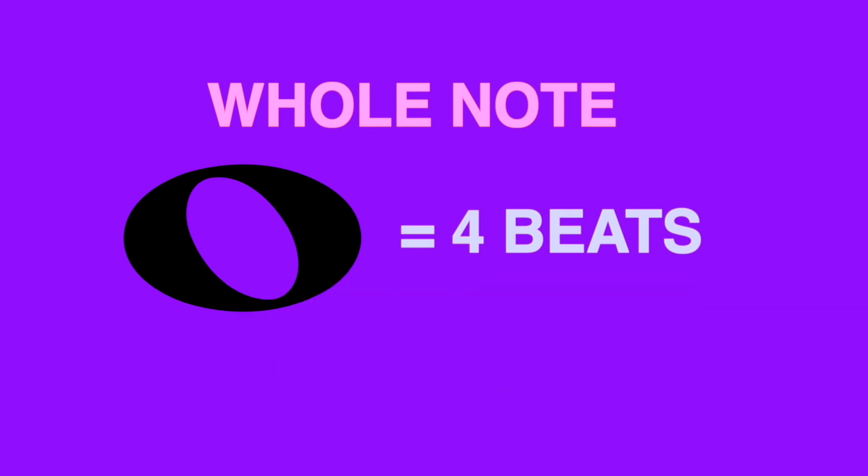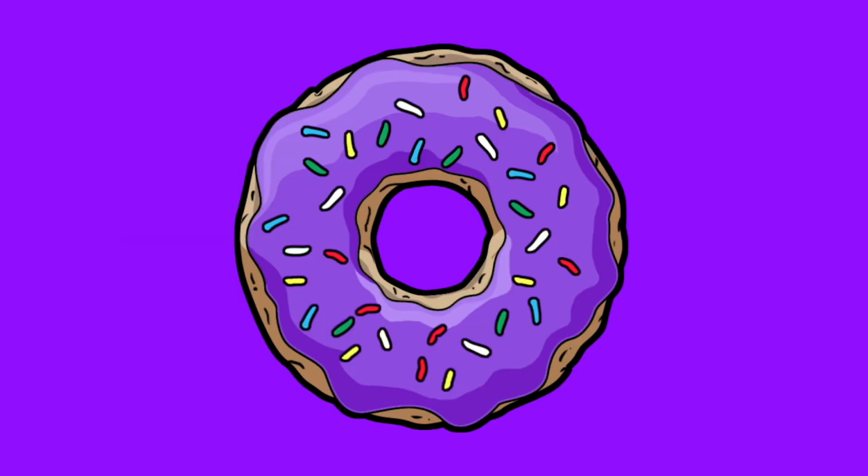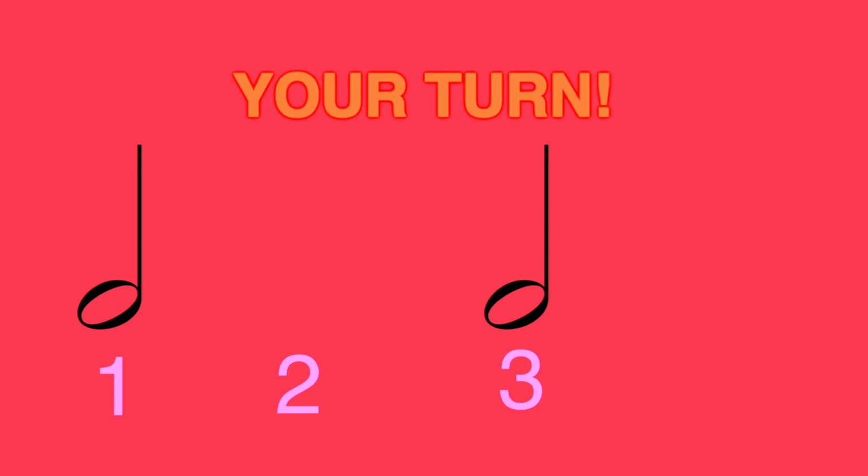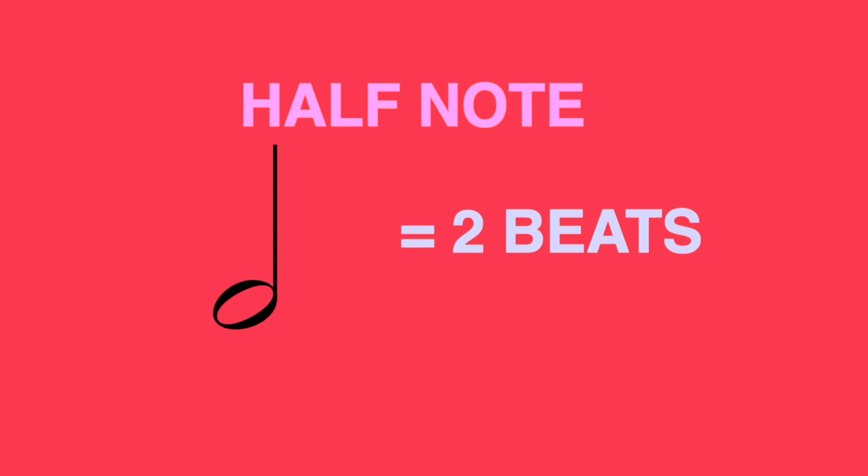Very good. You can remember a whole note because it has a hole in it. It's like a giant donut. It's big and lasts 4 beats. The half note is half as long as the whole note and lasts for 2 beats. Da, da, da, da. You tried. Exquisite. You're doing wonderful. So the half note is half of the whole note, right? 2 beats instead of 4.